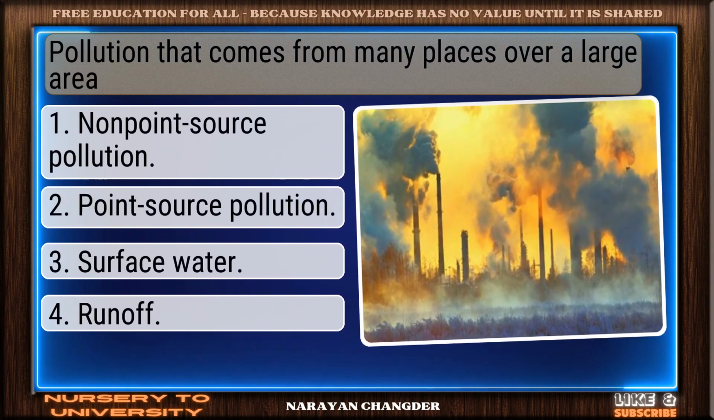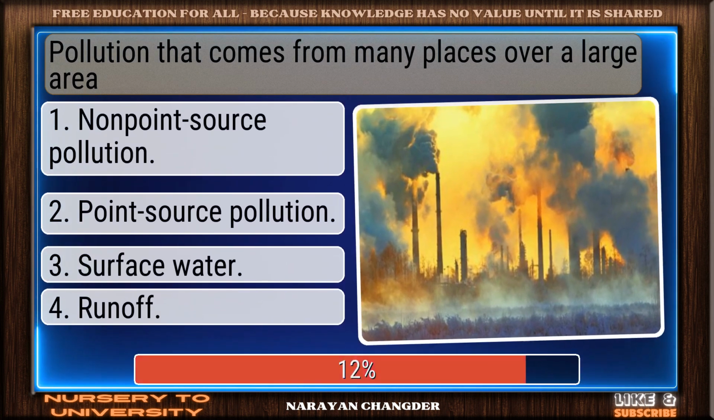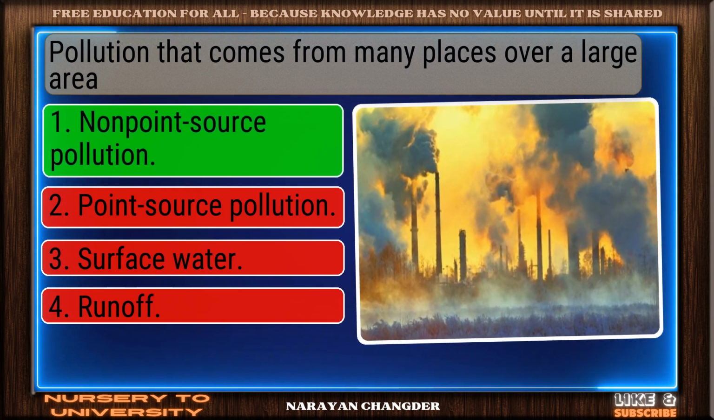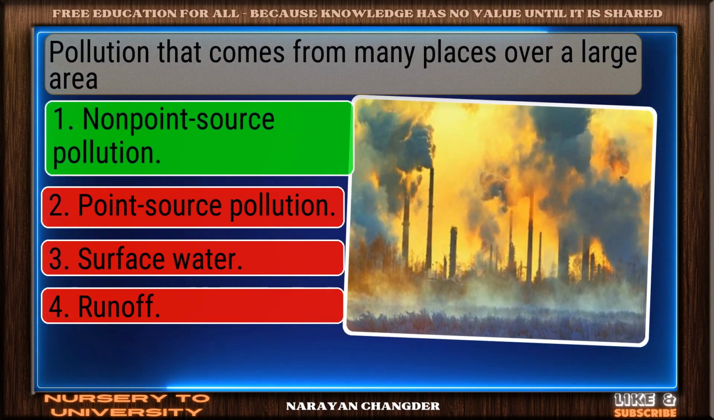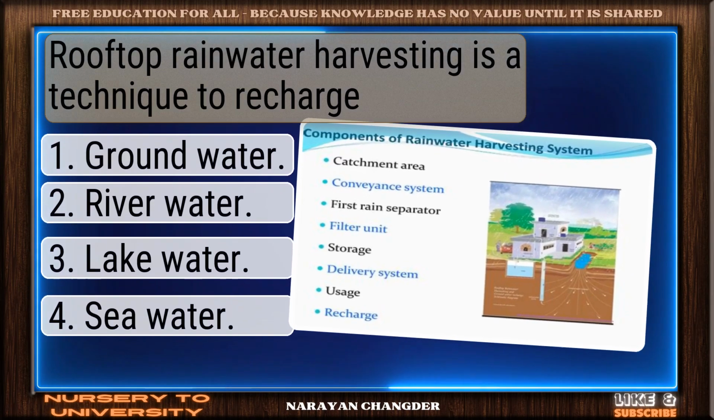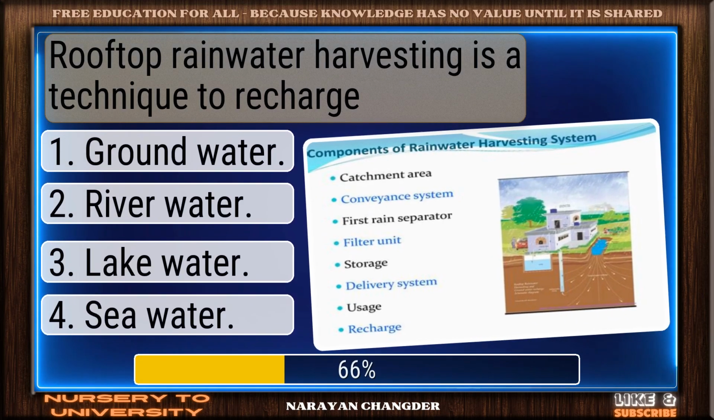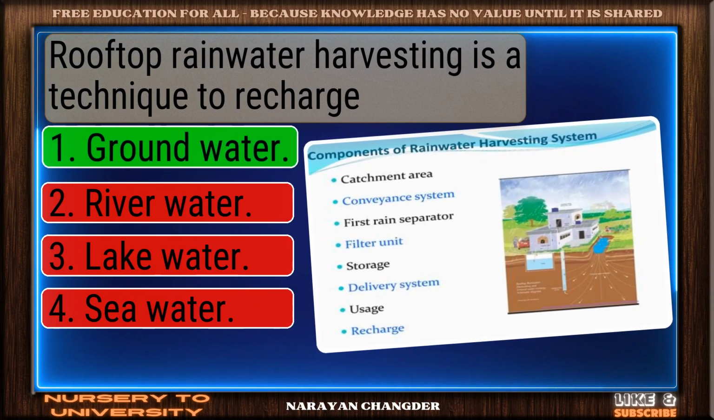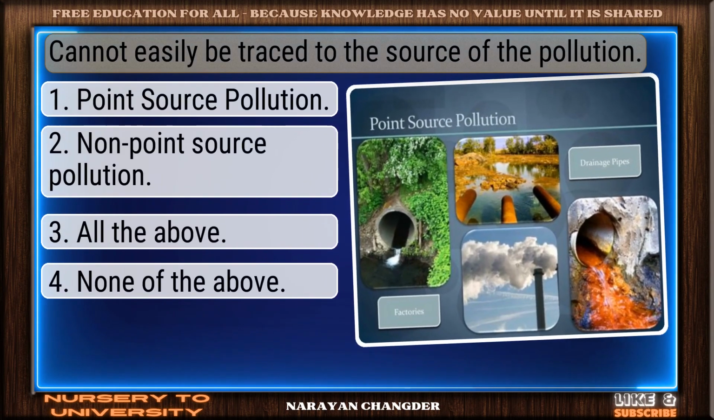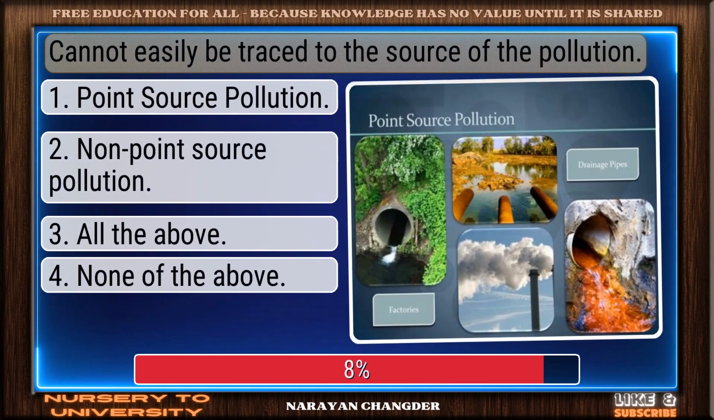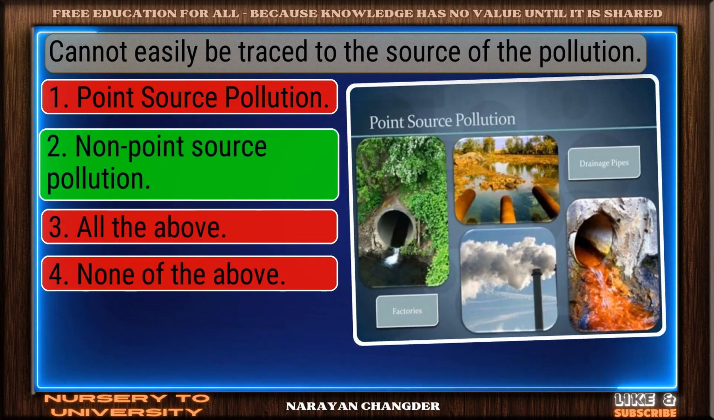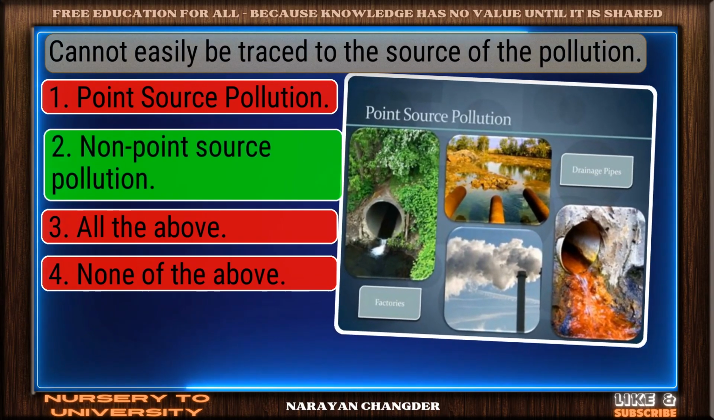Pollution that comes from many places over a large area. Correct. Non-point source pollution is spot on. Rooftop rainwater harvesting is a technique to recharge. Nicely done. Groundwater is solid. Cannot easily be traced to the source of the pollution. You got it? Non-point source pollution fits.